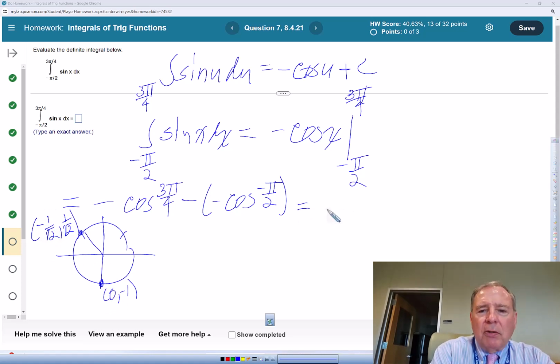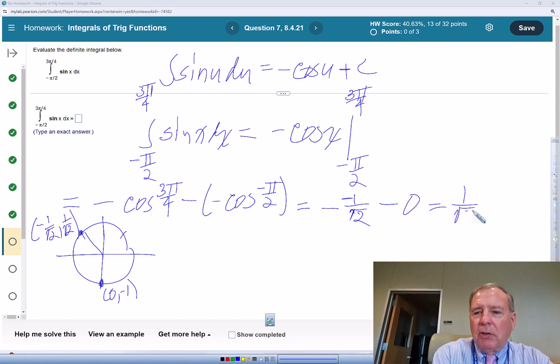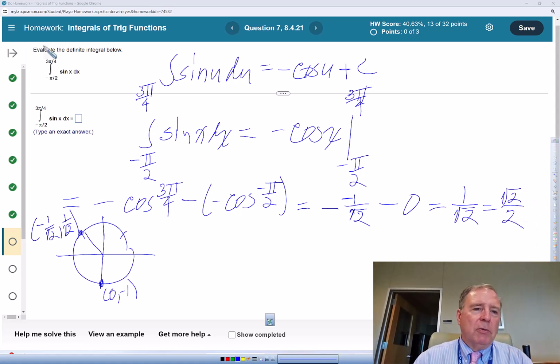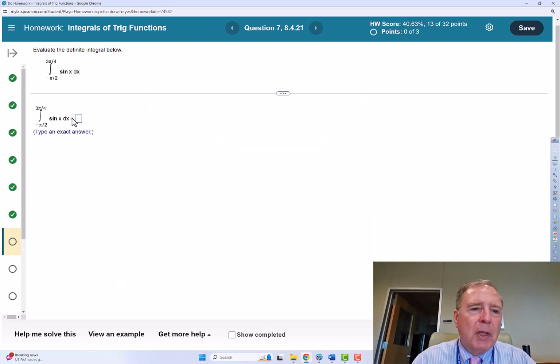So this is going to be negative 1 over the square root of 2, then minus 0. So negative and negative is positive, so 1 over the square root of 2, or the calculator answer will be square root of 2 over 2. We'll go put that in.